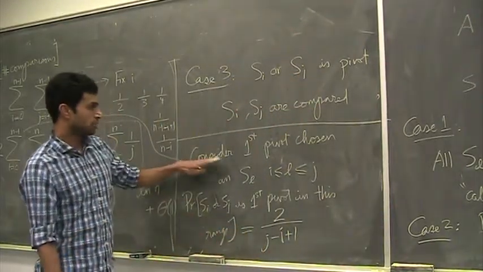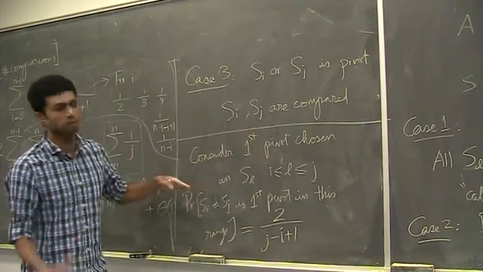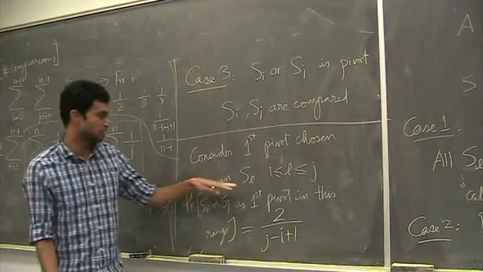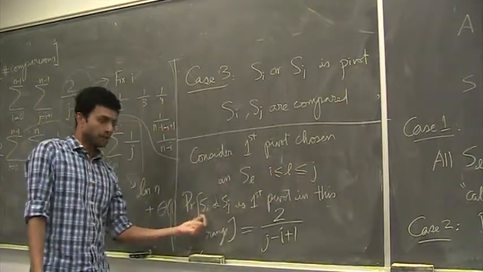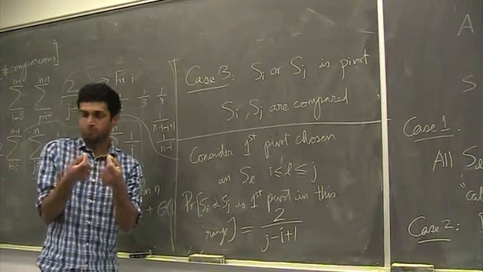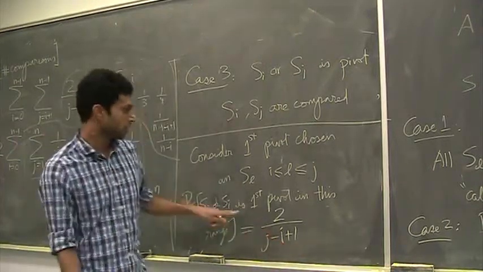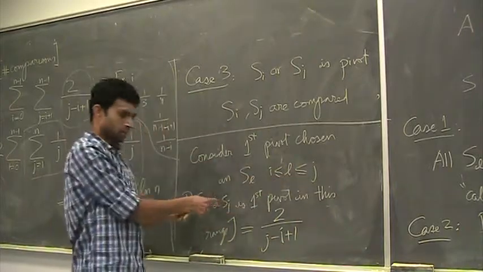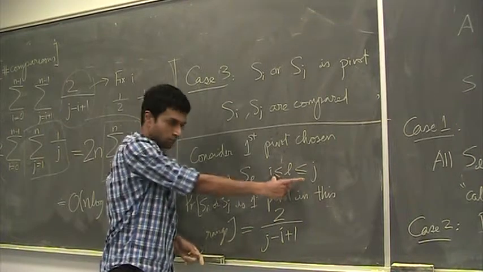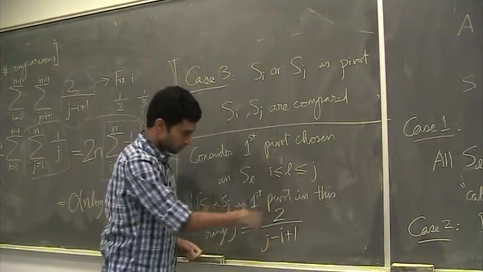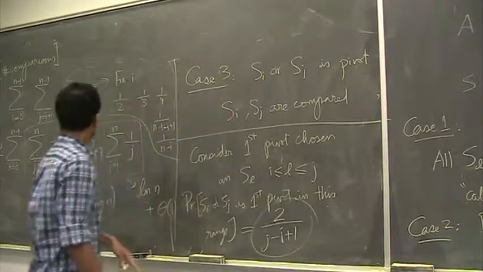So let's consider the first pivot chosen in SL, where L goes from i to j, and we want that to be si or sj. That's when they'll be compared. And this probability is exactly 2 divided by j minus i plus 1, because there are 2 choices, i and j, and the total number of choices for L is j minus i plus 1.